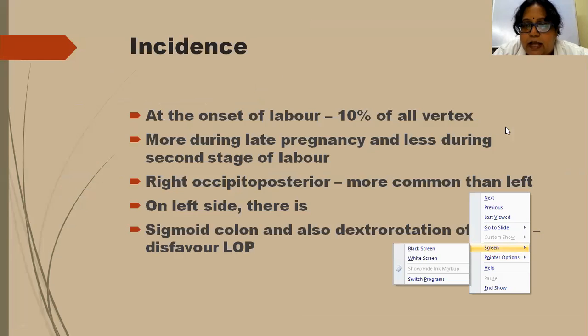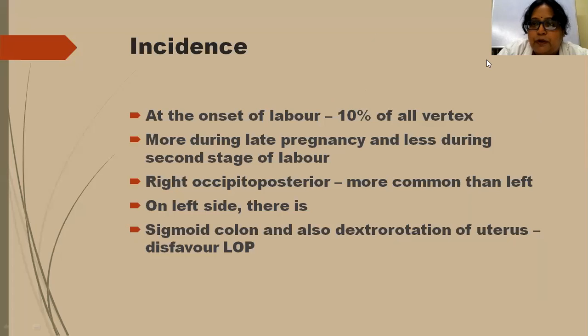What happens as soon as labor starts? Because of the contraction of the uterus and flexion of the head, it is corrected and it becomes the normal occipito-anterior position. But during late pregnancy, they can be in the occipito-posterior position, and the incidence is 10% of all positions.